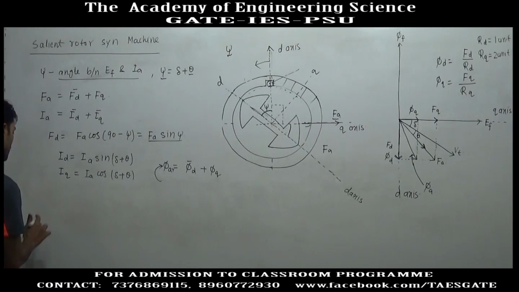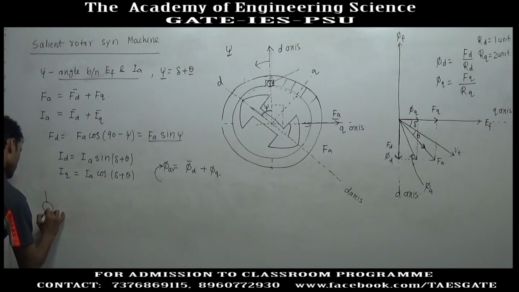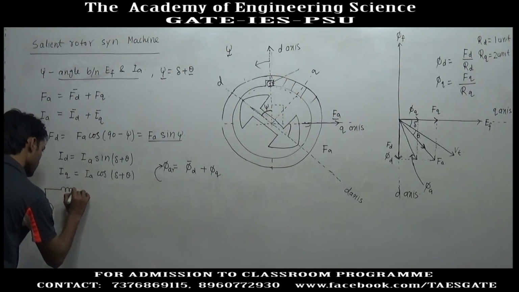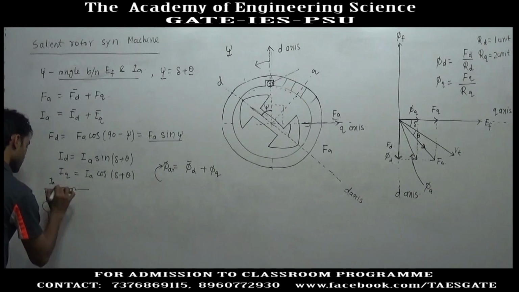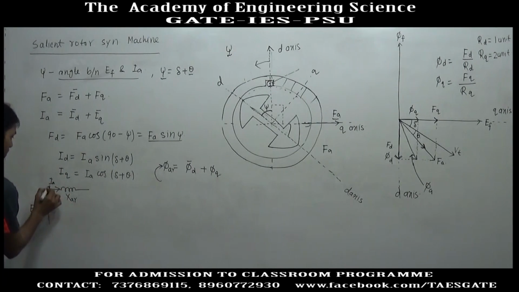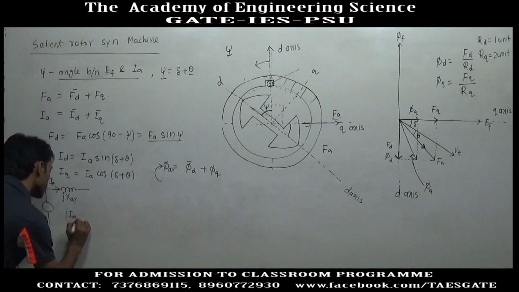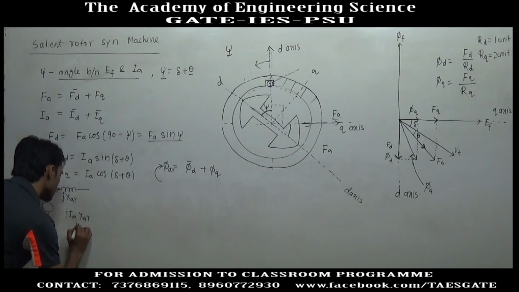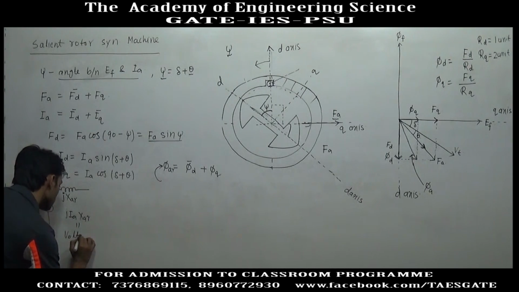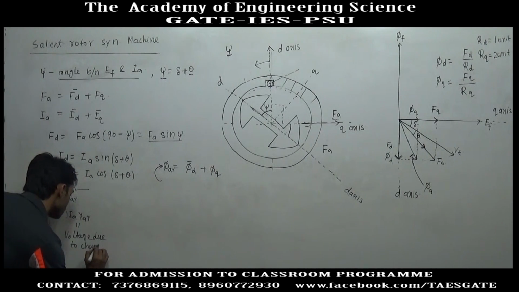Like in cylindrical machine, we have modeled it like this. This is generated EMF, and here we have armature current, and this is armature reactance, and armature current into armature reactance is the voltage due to changing armature flux. So, J IA XAR is equal to voltage due to changing armature flux.